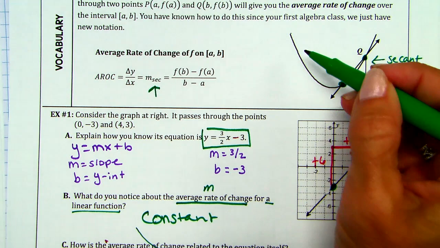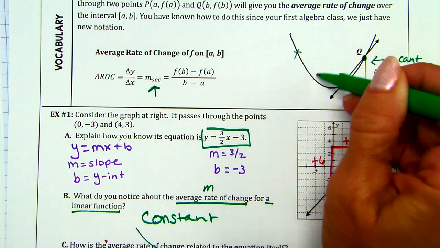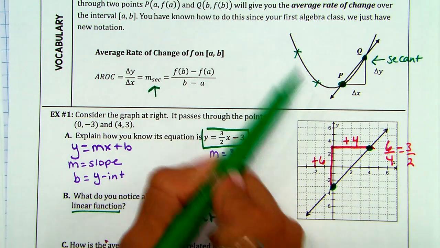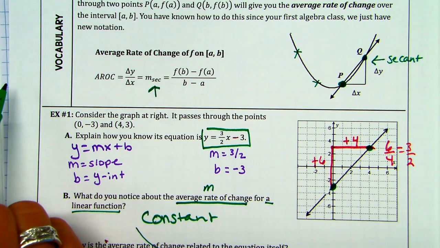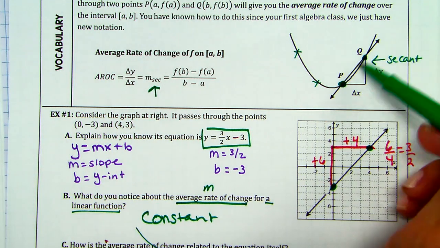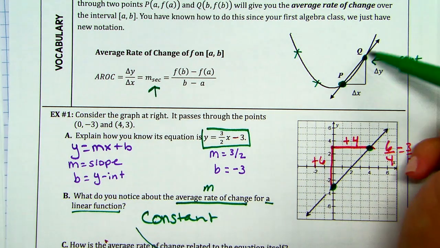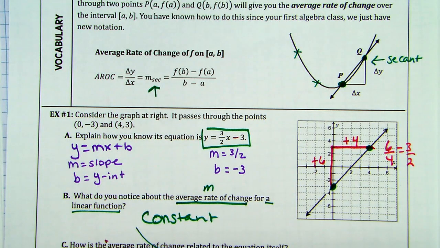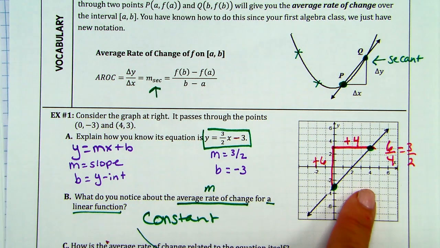If I choose to pick a point like this and find the slope of the secant line that connects those 2 points, it certainly isn't going to be whatever this one is, because right away we know this slope was going to be positive, and this slope would be negative. So on a curve, for any 2 points, the slope can change, okay? On a line, it won't.